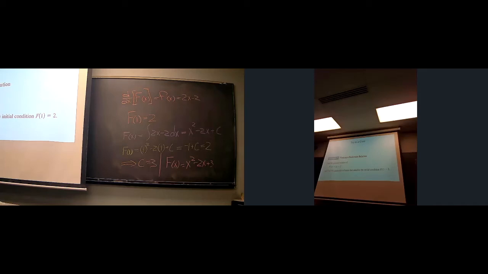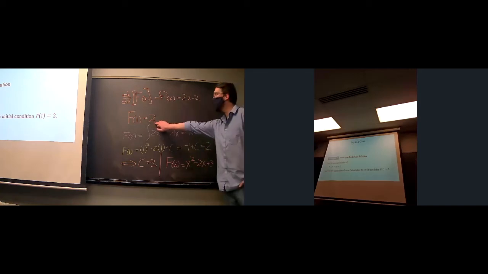Now let's double check that. 1 squared is 1 minus 2 times 1. 2 times 1 is going to be 2, so 1 minus 2 is going to be -1, plus our 3 is going to come out to be 2.